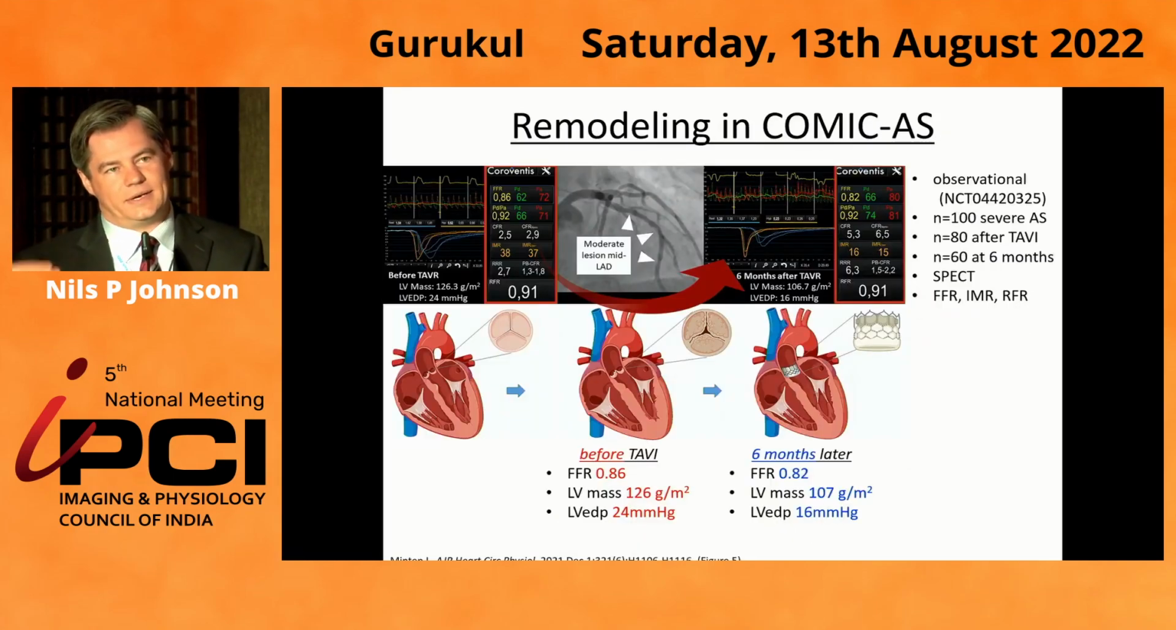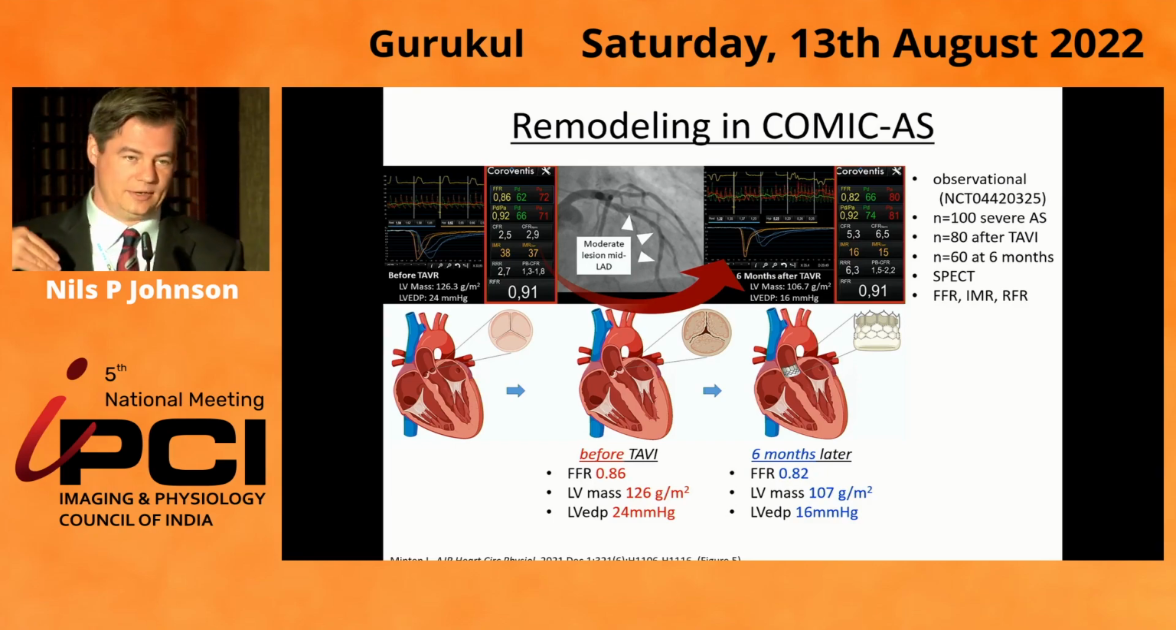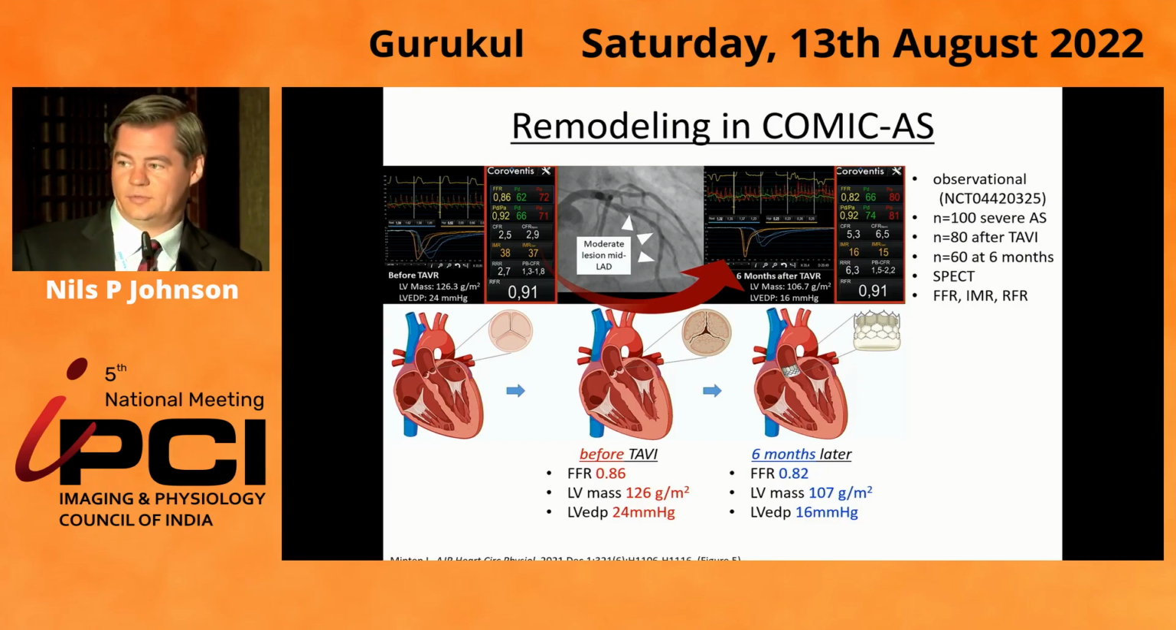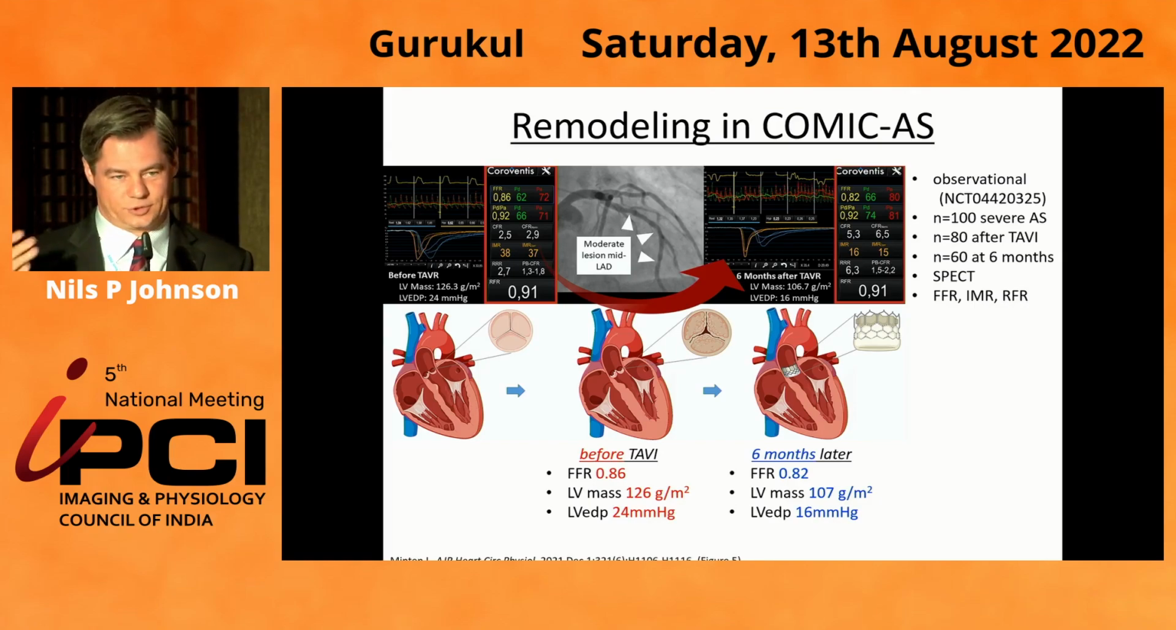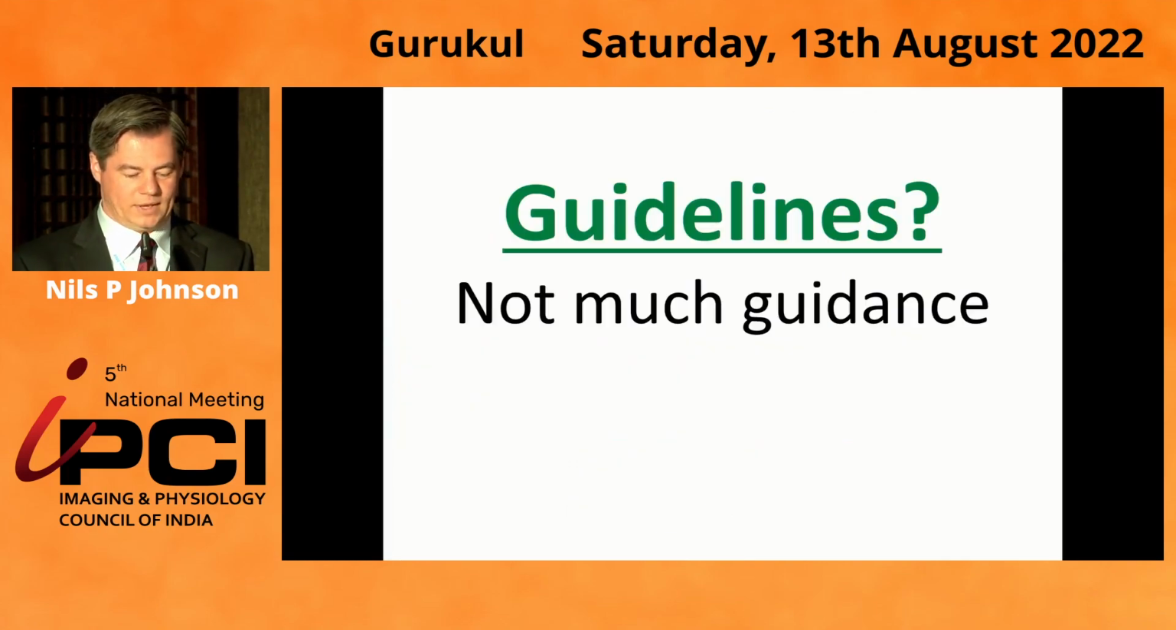There's a great study going on right now called COMIC-AS that's trying to put all of this together. So it's taking patients who have severe AS, they're coming for TAVI, they're undergoing a series of hemodynamic assessments, and you can see here a case example that they published where the FFR went from 0.86 to 0.82. Why did it change? Well, because the LV mass regressed and the LV filling pressure decreased after TAVI. And as I've shown you, those are the changes that then lead to intersecting the pressure loss flow curve at a different point.